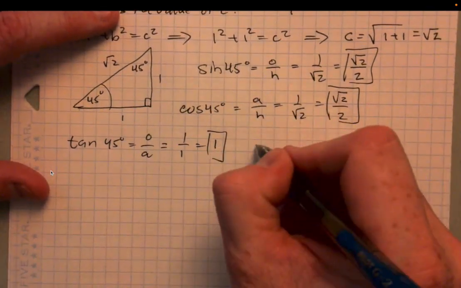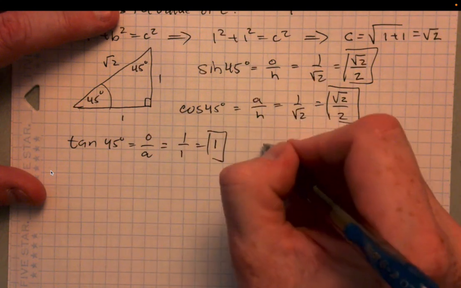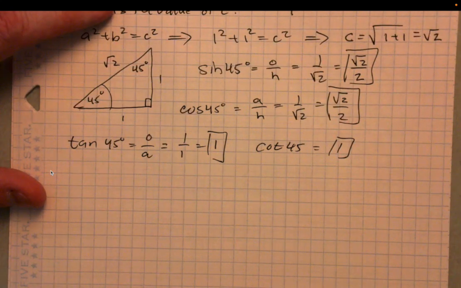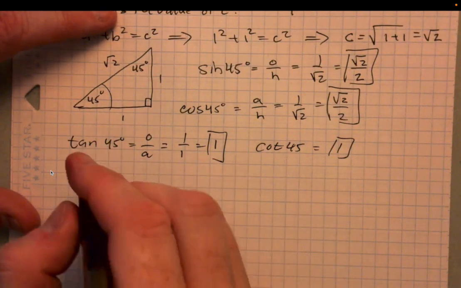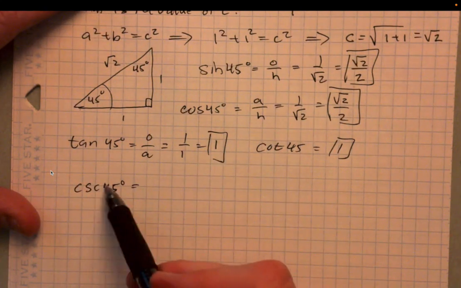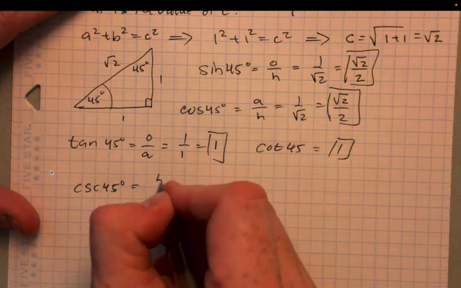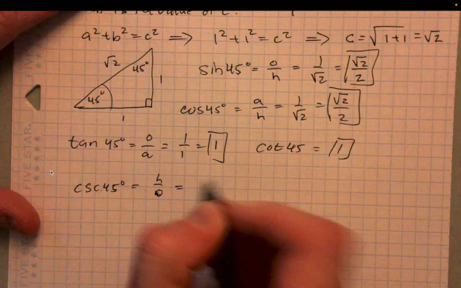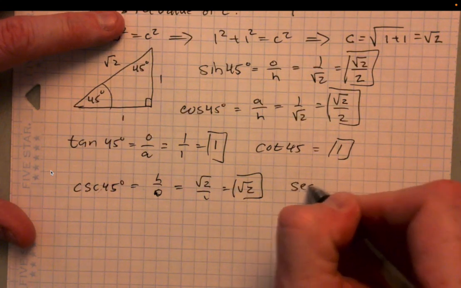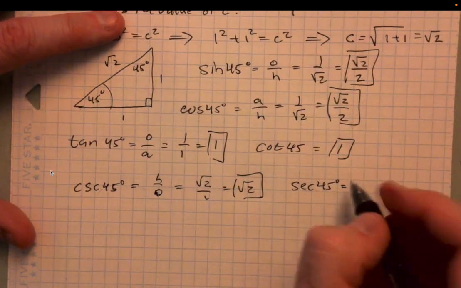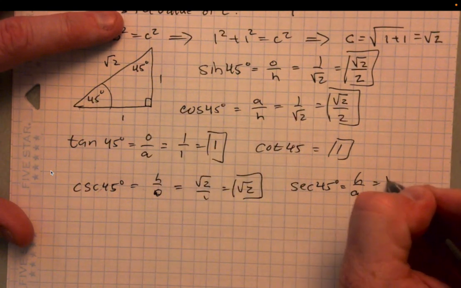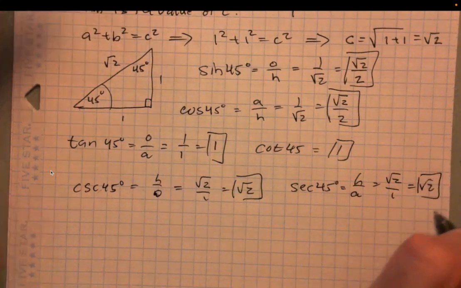Now going into the reciprocals, the cotangent is the easiest one to do. It's just also going to be 1, since the reciprocal of 1 is just 1. The cosecant of 45 degrees is the reciprocal of sine, so it's hypotenuse over opposite, and that is square root of 2 over 1, so just the square root of 2 there. And then finally the secant of 45 degrees, that's the hypotenuse over adjacent, so that's the flip side of cosine. And so that one is also square root of 2 over 1, so just the square root of 2. So there we go.